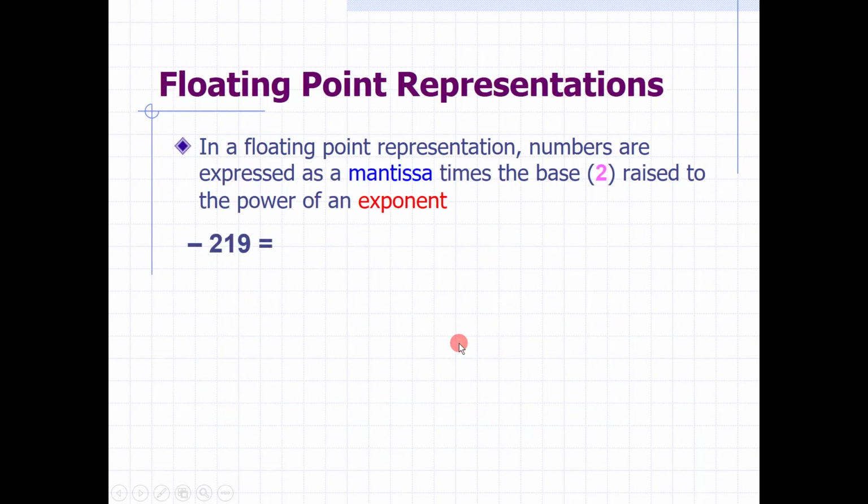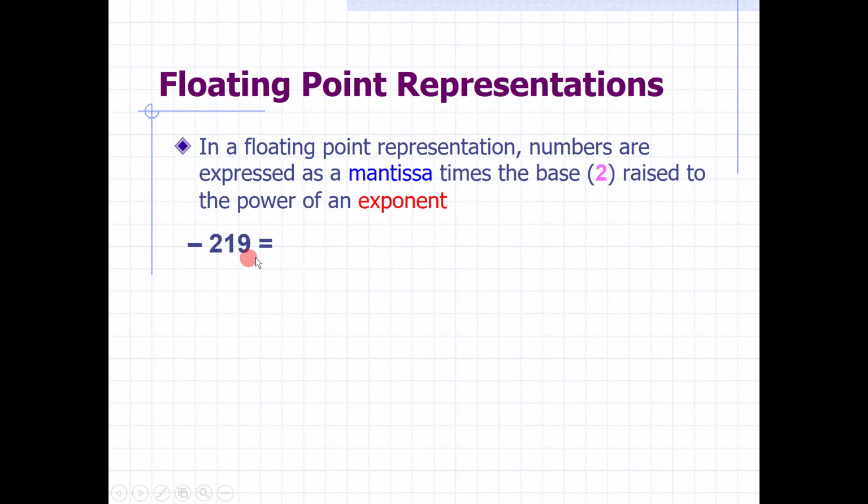Base 2 floating point will look similar. Our first step will be to take our number and convert it to binary. So here's a number, negative 219. We could store that in 2's complement, and that would be great. But perhaps we declared our data type to be float, and then the number negative 219 ended up getting assigned to whatever variable we used.